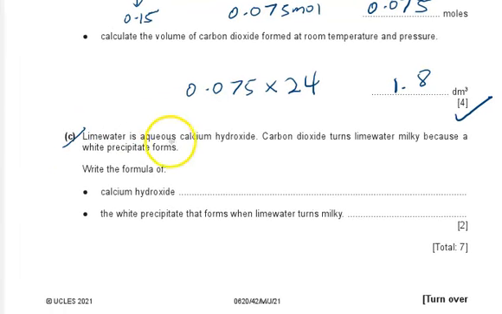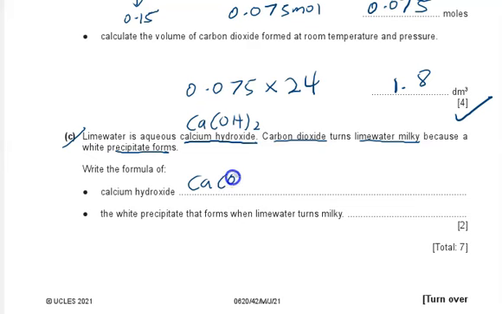Okay, lime water is aqueous calcium hydroxide. Calcium hydroxide. Carbon dioxide turns lime water milky because a white precipitate forms. Write the formula. Okay, I write this. The white precipitate that forms when lime water turns milky.